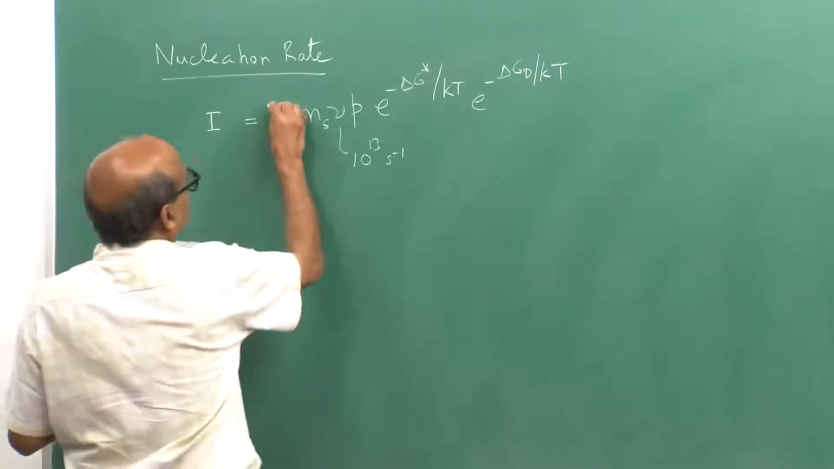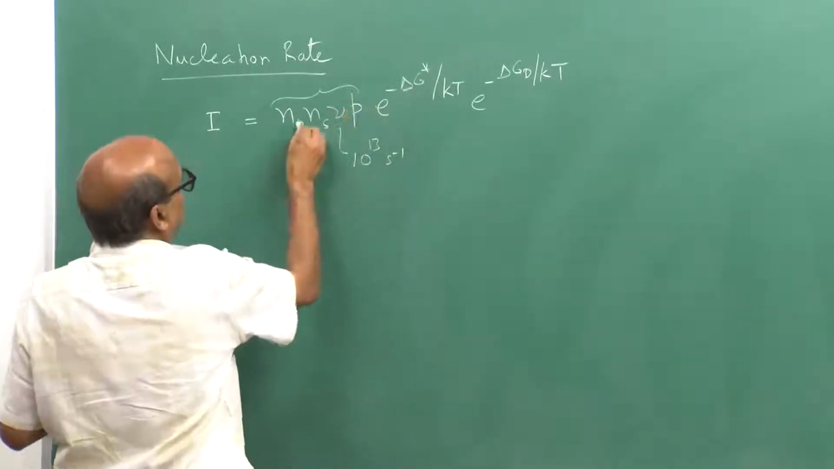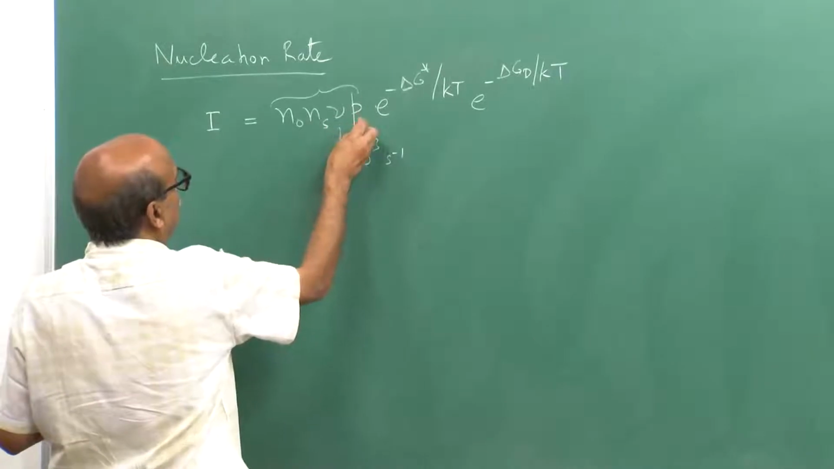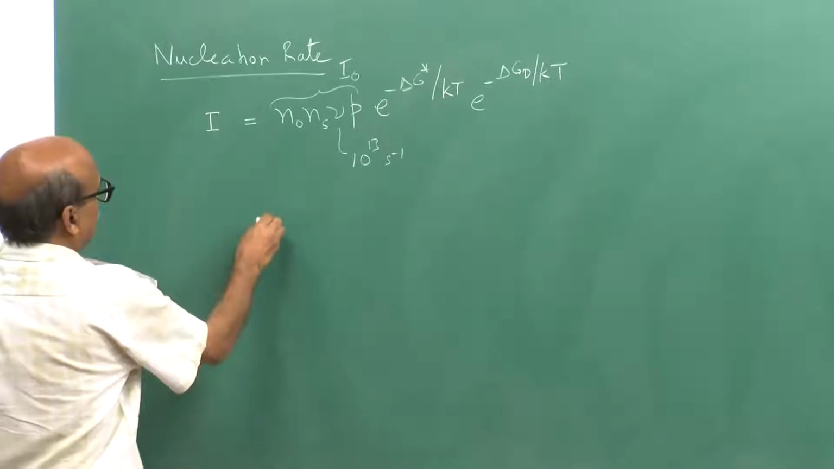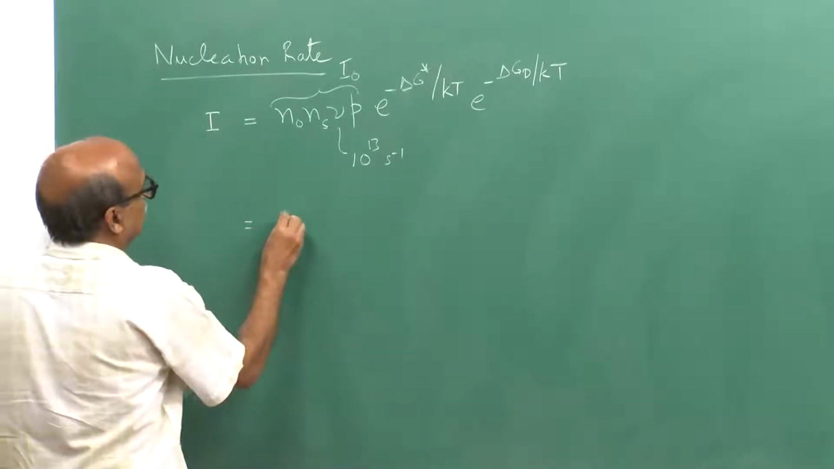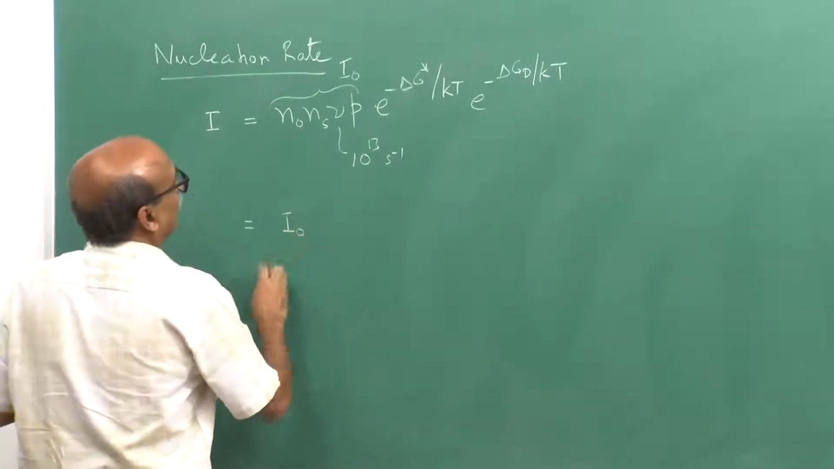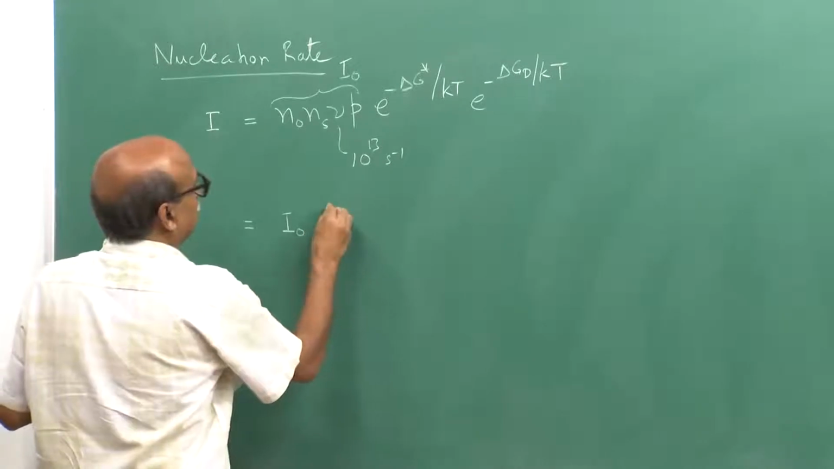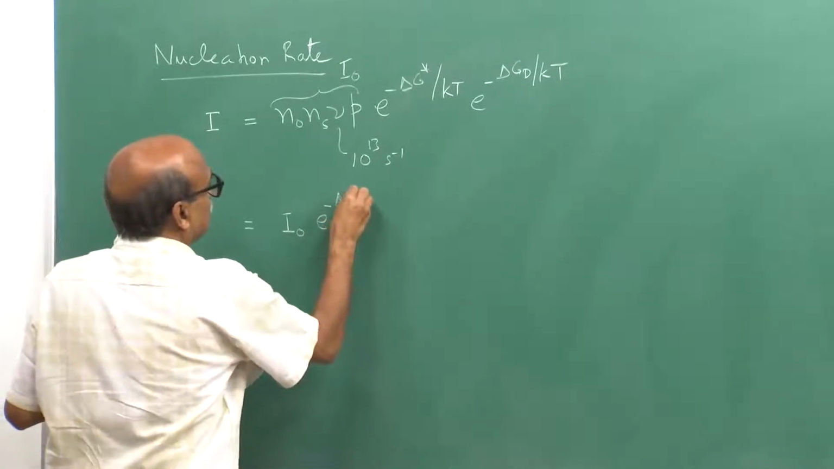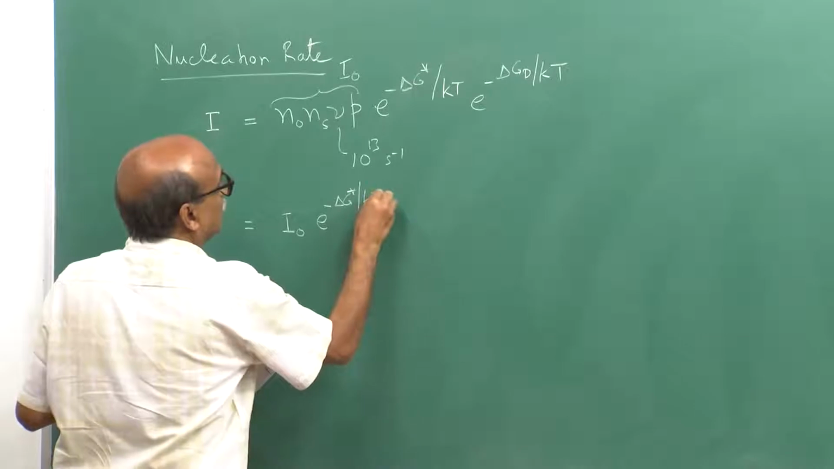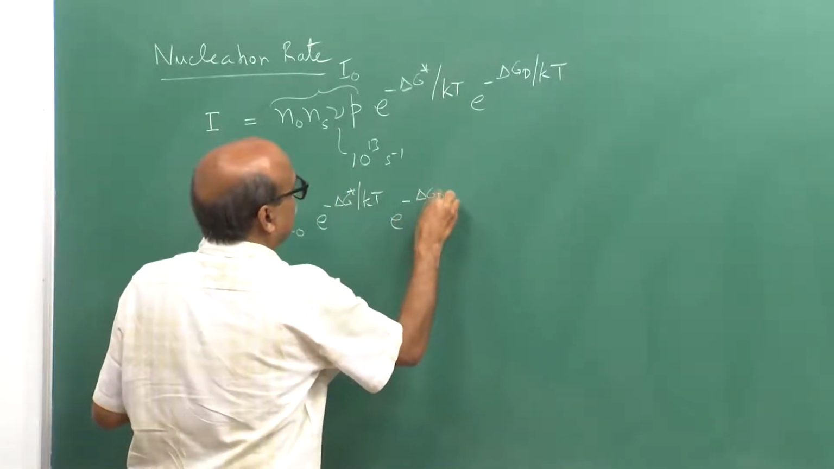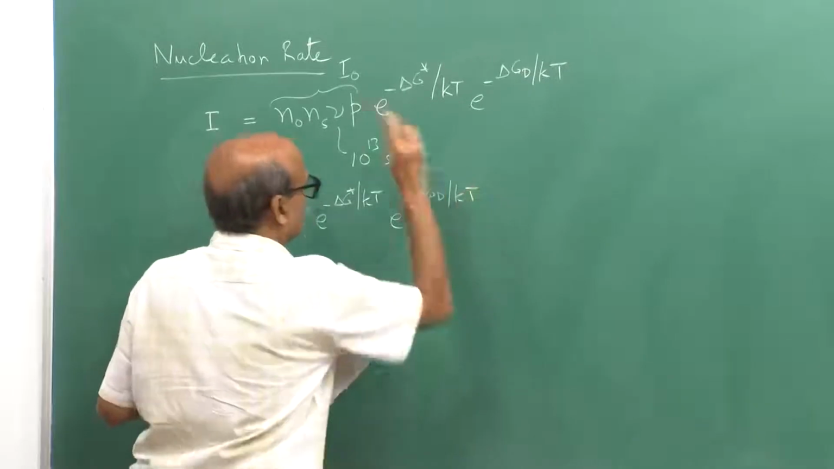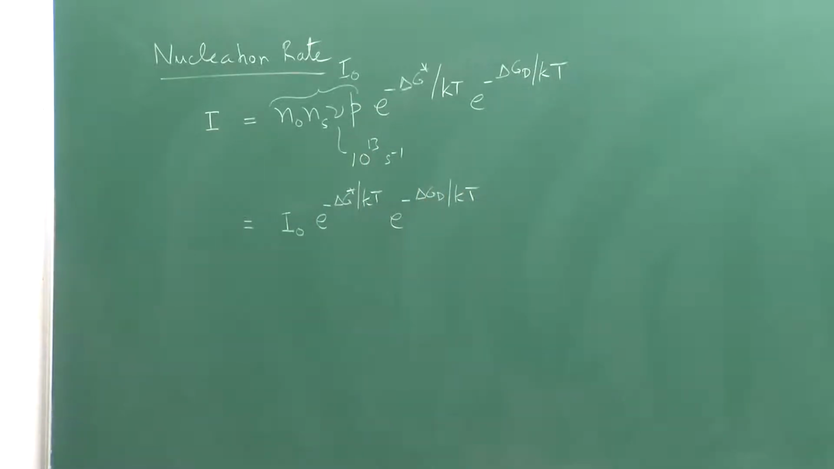Now, all of these quantities N0, Ns, nu, P could be lumped into one parameter, and let me call that parameter I0, and I can write the nucleation rate as I naught e to power minus delta G star divided by kT times e to power minus delta GD divided by kT.